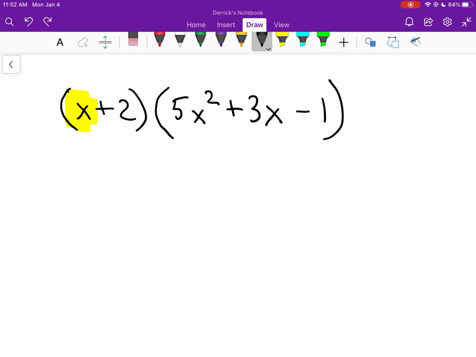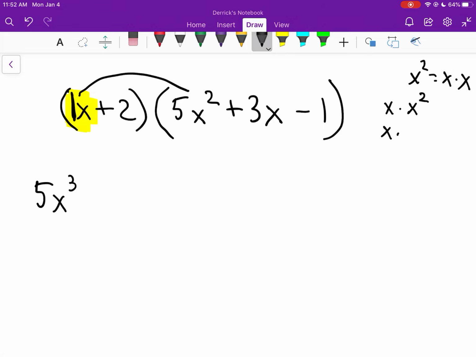We'll start with x. X times 5x squared. Well, remember, if it's just x, that's really 1x, right? If they don't show you a number in front of a variable, there's always a 1 there if nothing else. 1 times 5 is 5. X times x squared would be x to the third. Remember, x squared is the same thing as x times x. So if we're taking x times x squared, we're effectively taking x times x times x. And if you're multiplying three x's together, we show that as an x to the third.